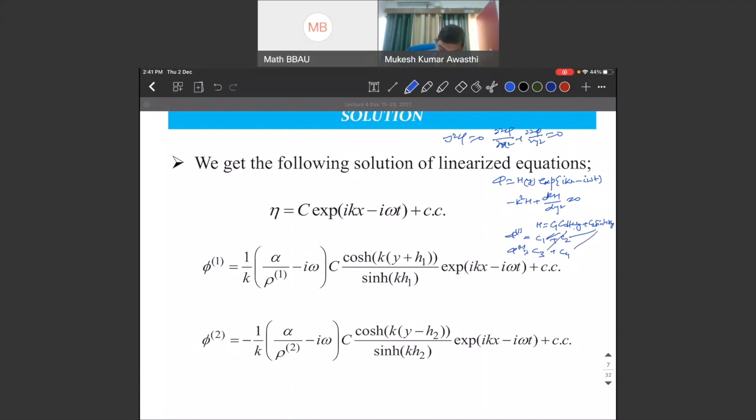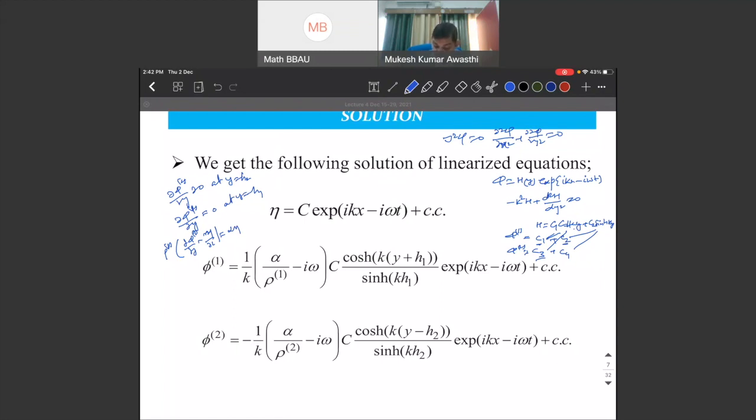Now, as we have two conditions that del phi 2 by del y is equal to 0 at y equal to h2, we'll calculate c3, and del phi 1 by del y is equal to 0 at y equal to minus h1, we can calculate c1. Then we have the heat transfer condition that rho 1 del phi 1 by del y minus del eta by del t is equal to alpha eta, so we calculate c2. And then the mass transfer condition similarly says rho 2 del phi 2 by del y minus del eta by del t is alpha eta, so we'll calculate c4.